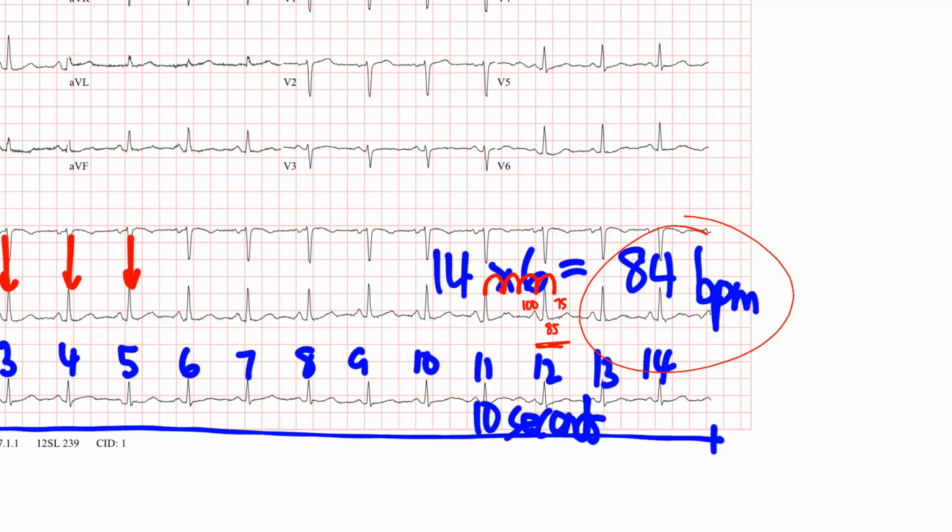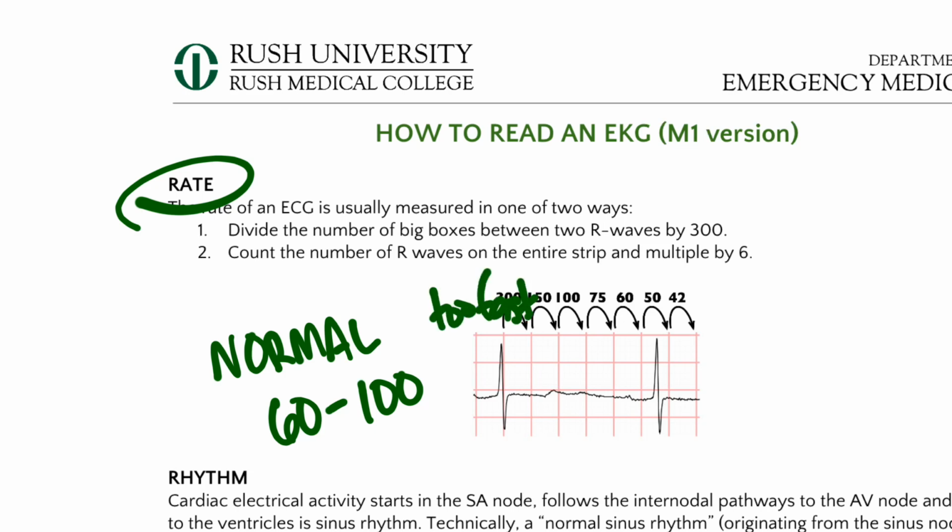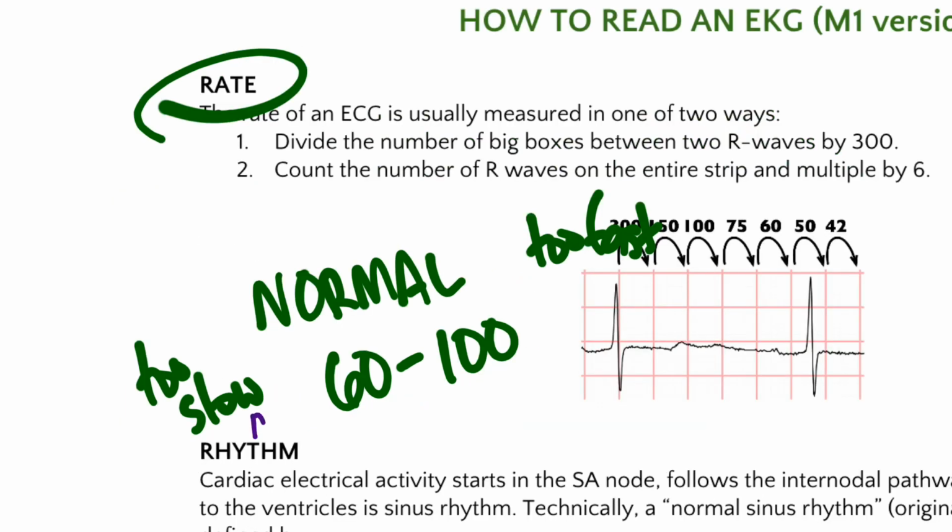Now remember, a normal rate is going to be between 60 and 100. Some people might say 50 and 100. If you're more than 100, you're too fast. And if you're less than 60, you're too slow. And we have terms for this. Too slow is called bradycardia. Brady meaning slow, cardia meaning heart. And then too fast is called tachycardia. Tachy means fast, like a tachometer. And so too fast heart. Okay, so anything between 60 and 100 is normal. Too slow is less than that. It's bradycardia. Too fast is tachycardia.